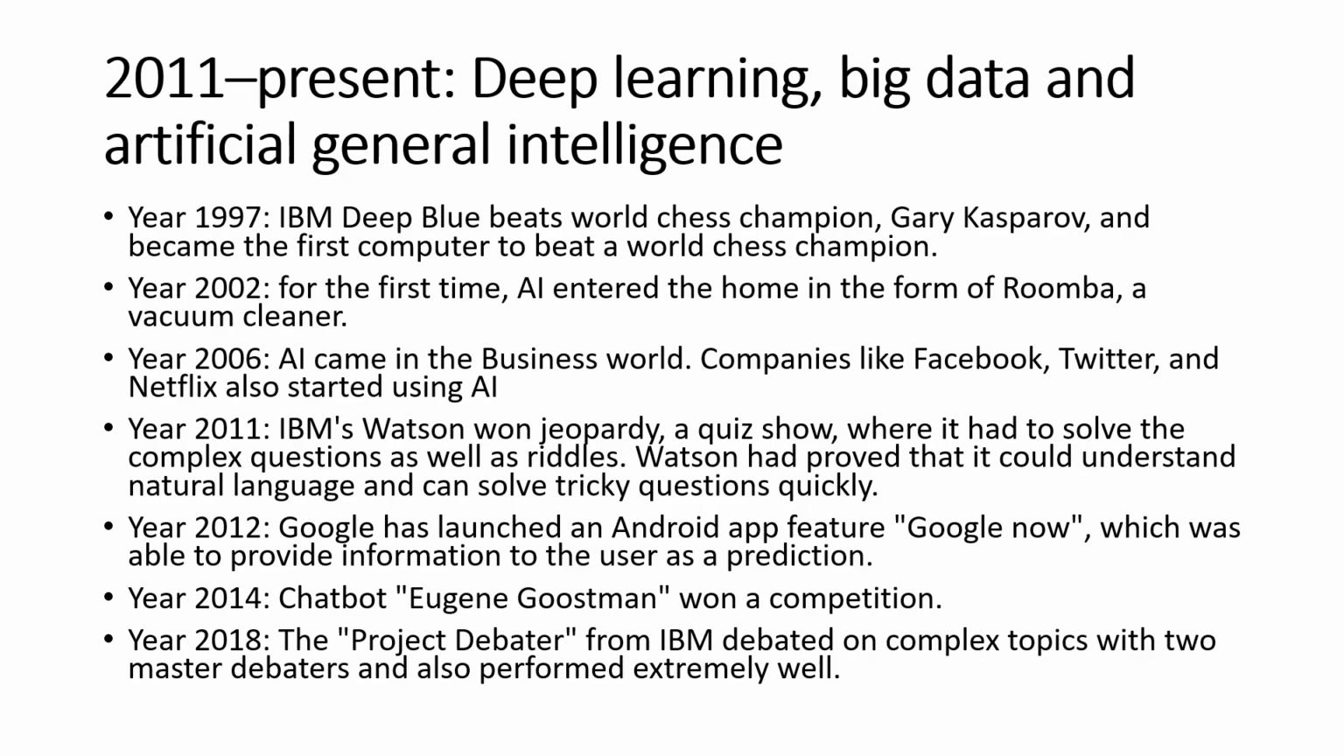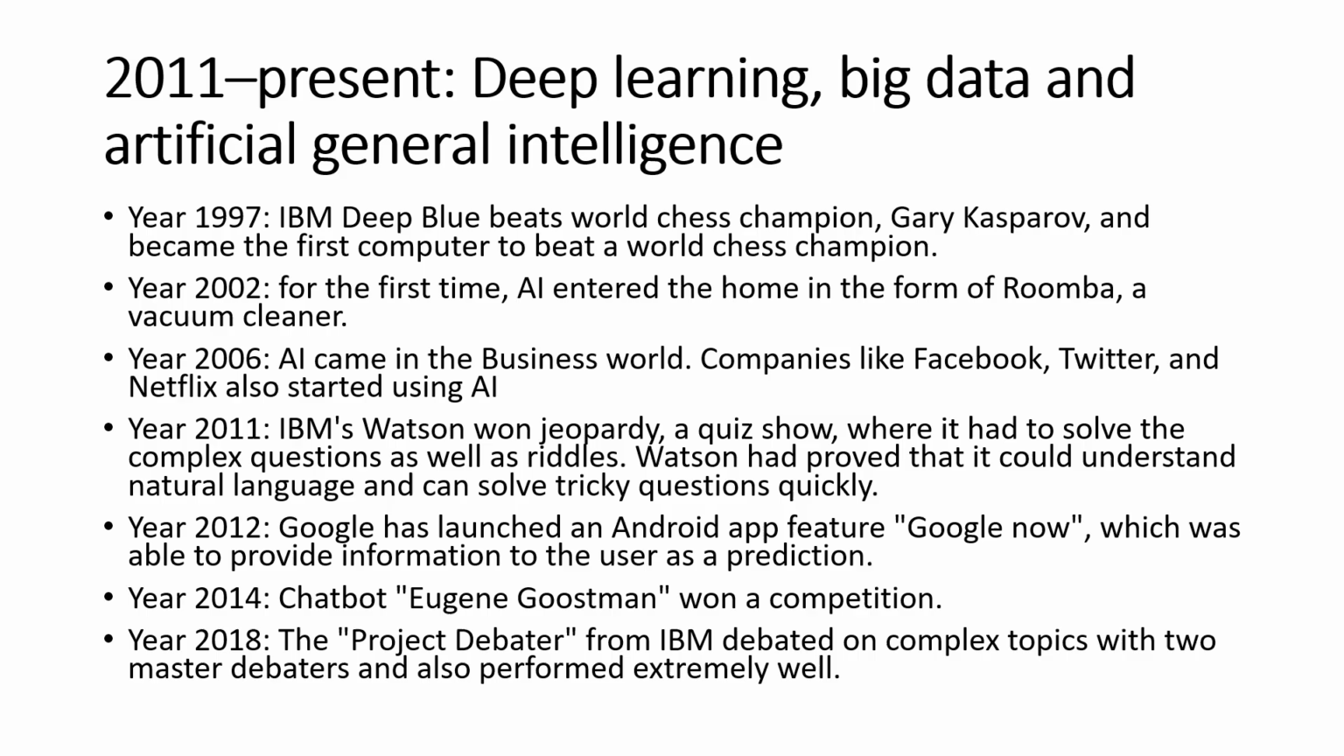In the year 1997, IBM Deep Blue beat World Chess Champion Garry Kasparov and became the first computer to beat a World Chess Champion. Then in the year 2002, for the first time, AI entered the home in the form of Roomba, a vacuum cleaner. And in the year 2006, AI came into the business world. Companies like Facebook, Twitter, and Netflix also started using AI.